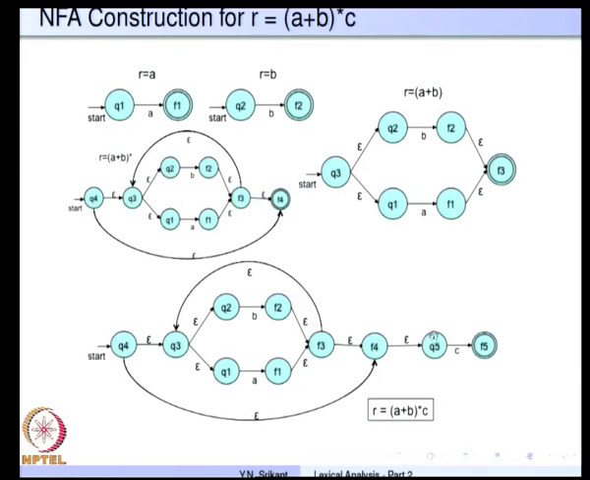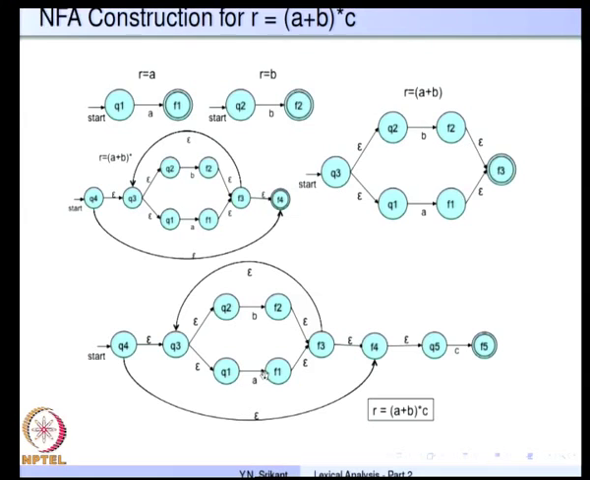So, what about A plus B star into C, or dot C? This is the machine for C. This entire thing is the machine for A plus B star. Connect these two using epsilon, make Q4 the new start state and F5 the new final state, and this is our new machine corresponding to A plus B star C.